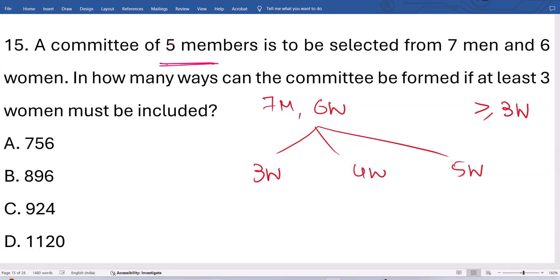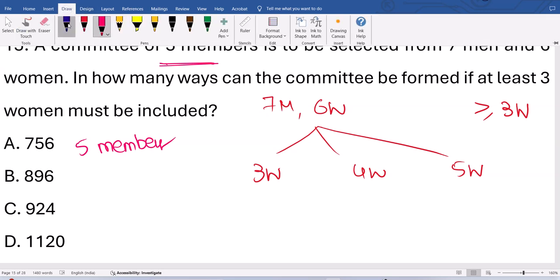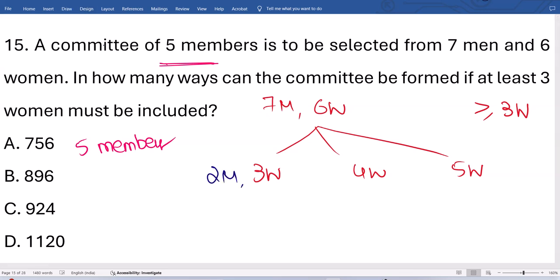Right. So I want 5 members. When there are 3 women, obviously I want 2 men. When there are 4 women, I want 1 man. Here all are women only. Right. So now 7C2, comma means actually multiplication. Is it 2 men or 3 women, or 2 men and 3 women? I want a total of 5 people. Or means 2 or 3, I cannot get 5. So it is 2 men and 3 women.